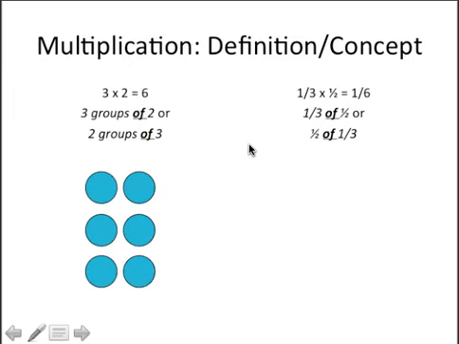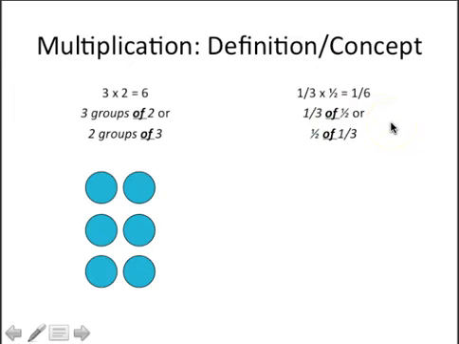Fraction multiplication is a little bit different. So when we're looking at 2 proper fractions, 1/3 times 1/2 equals 1/6. Conceptually, what we're asking for is 1/3 of 1/2, a fraction of a fraction. Or the commutative property still holds, 1/2 of 1/3. We can switch the order of the factors.